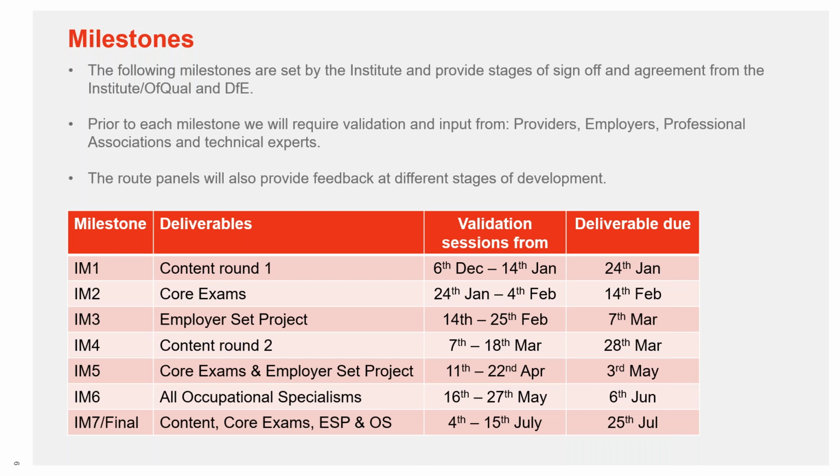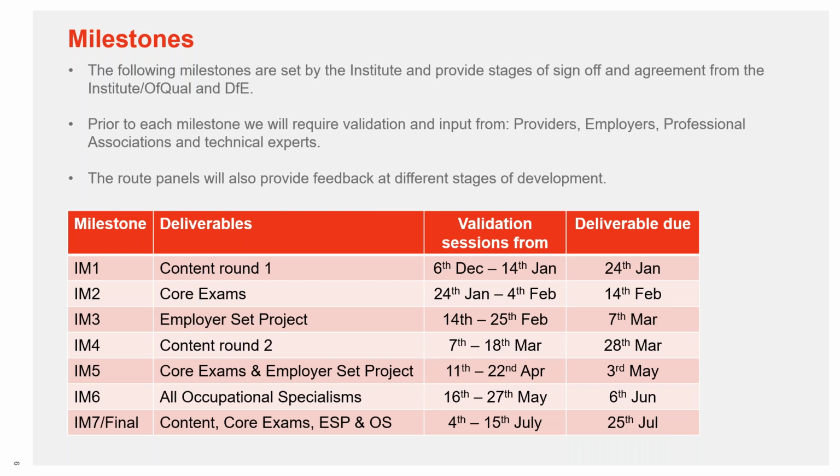And by content, they mean content in the wider sense, content within the T-levels themselves. So content round 1, there will be validation sessions occurring from now until the middle of January, with a deliverable date of the 24th of January. And this will involve, and we'll explore this a little bit further on another slide, content that's already on the plan being looked at by providers, by employers, by professional associations, and by subject matter experts.